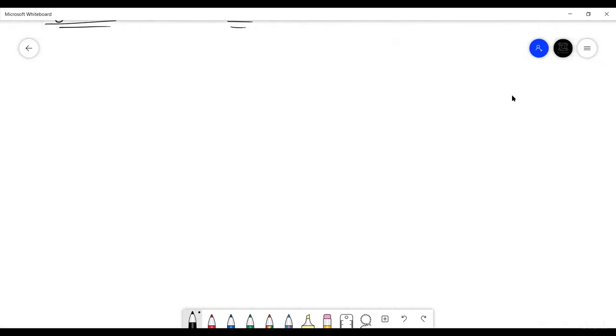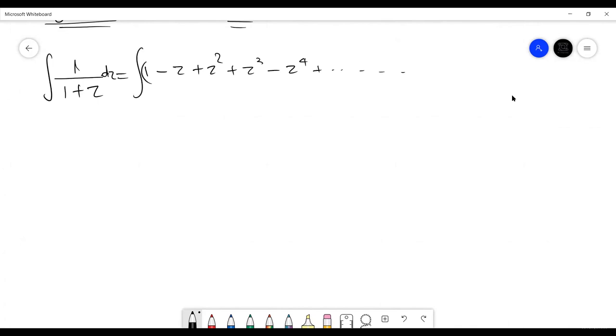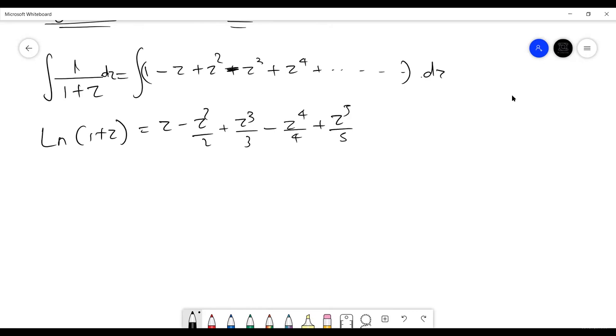We always know the Taylor series of 1 over 1 plus z. So this is 1 minus z plus z squared minus z cubed plus z to the power of 4, it goes on, right? So the only thing you have to do here is integrate both sides with respect to dz, and you will get ln(1 plus z). So that is z minus z squared by 2 plus z cubed by 3 minus z to the power of 4 by 4 plus z to the power of 5 by 5, and it goes on, right? So fairly another shortcut way.